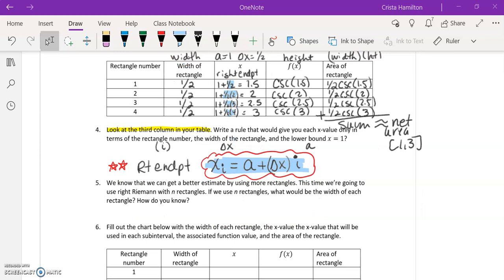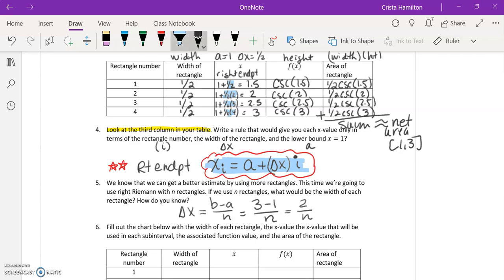All right, now knowing that you can get a better estimate by using more rectangles, we're going to do the right Riemann sum again, but we're going to use n rectangles instead of 4. So what happens to your delta x each time if I don't set what n is? You're still going to have that b minus a over n, or 3 minus 1, but we're not going to put in a number where the n spot is. We're going to leave it as n. So my delta x is now going to look like 2 over n.